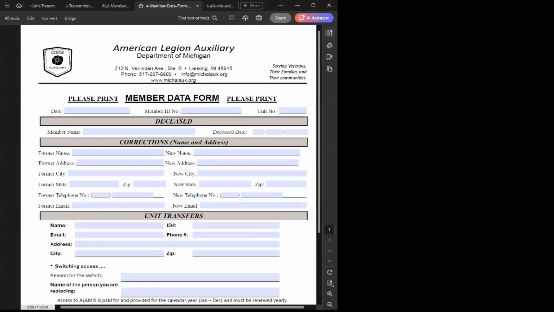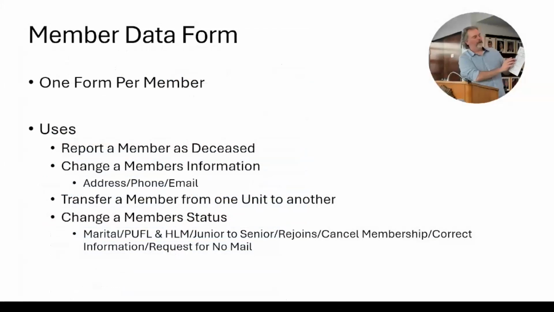At the top, and I think where the confusion comes in, is at the top of the form there's date, member ID number, and then your unit number. So let me get into that in a little bit. The uses for the member data form, and why there are so many different sections and why you have to do 1 person per form: you can do a lot of different things with this form. You can report a member as deceased, which is going to be that second section. You can change a member's information. We're working with this form, by the way, friends at home. Member data.